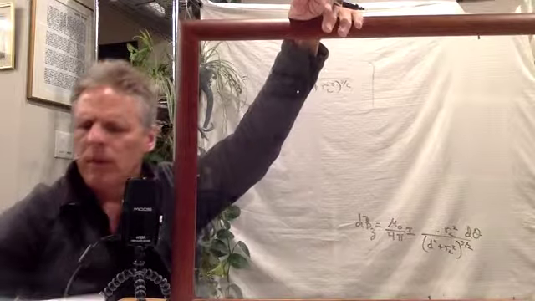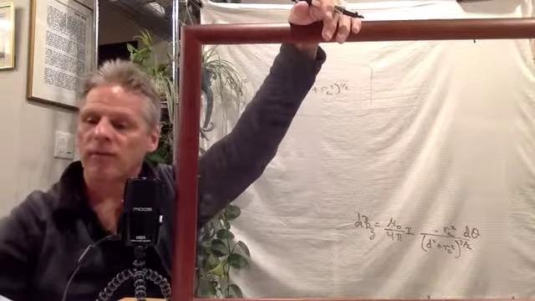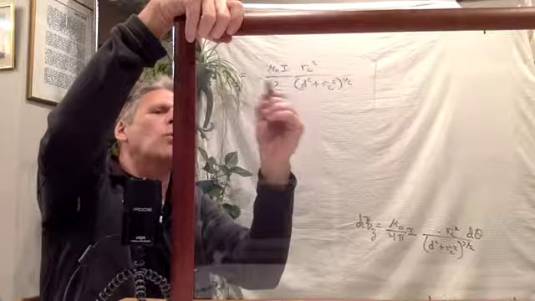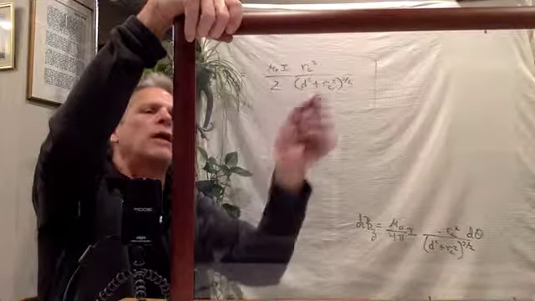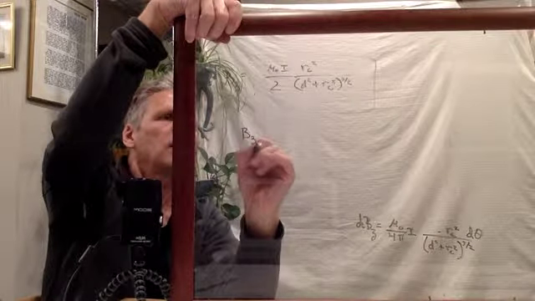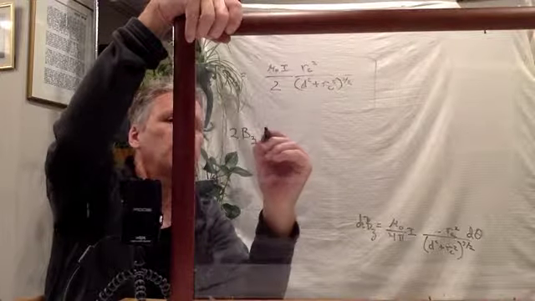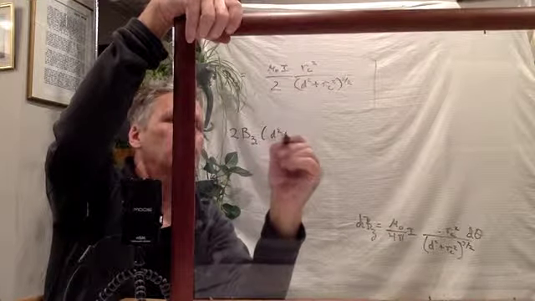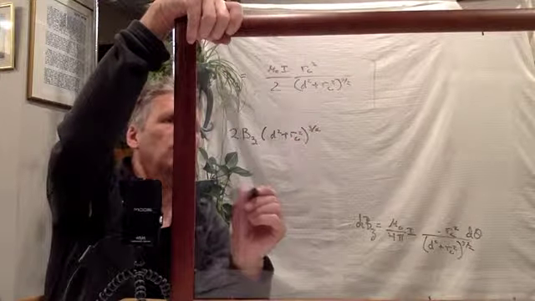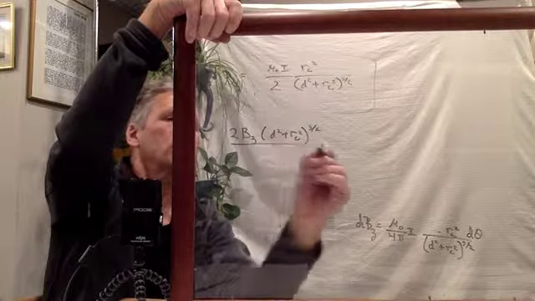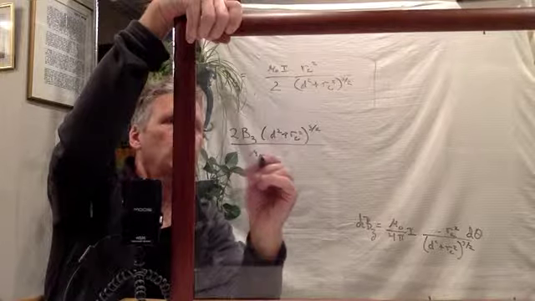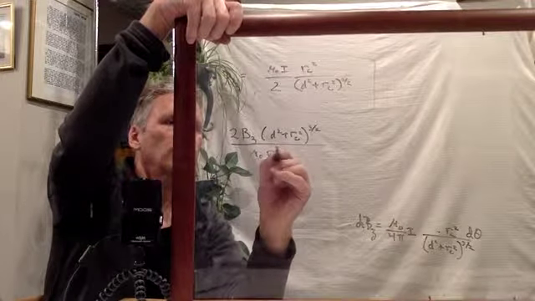What are we asked? Oh, how large is the current? So once again, we're going to do what we did before. We're just going to rearrange this for current. So what do we have? We have 2 times B sub z, d squared plus r sub c squared to the 3 halves over mu 0 r sub c squared.